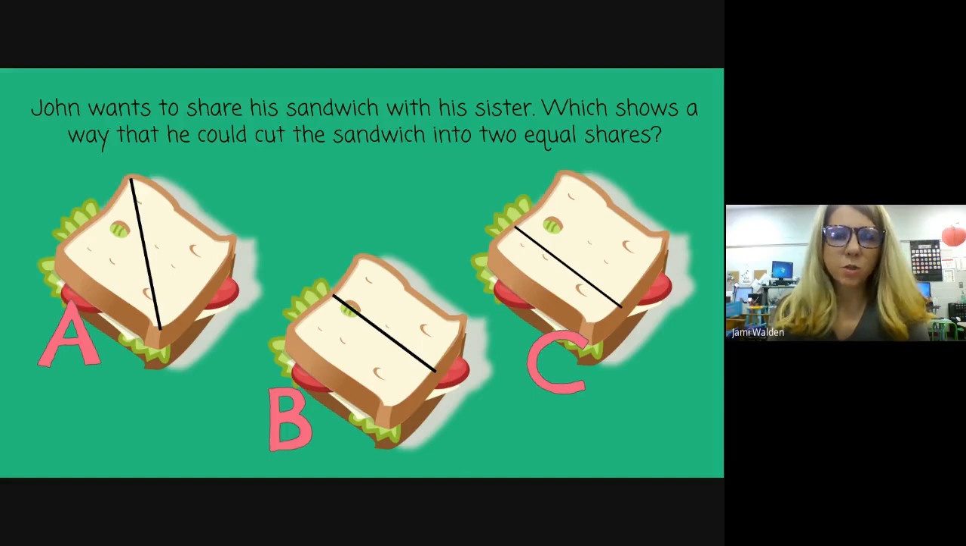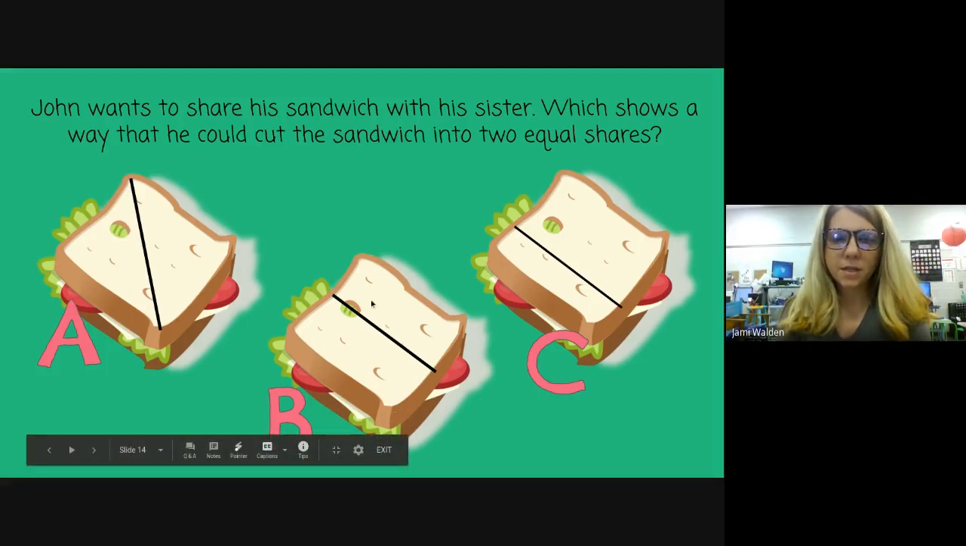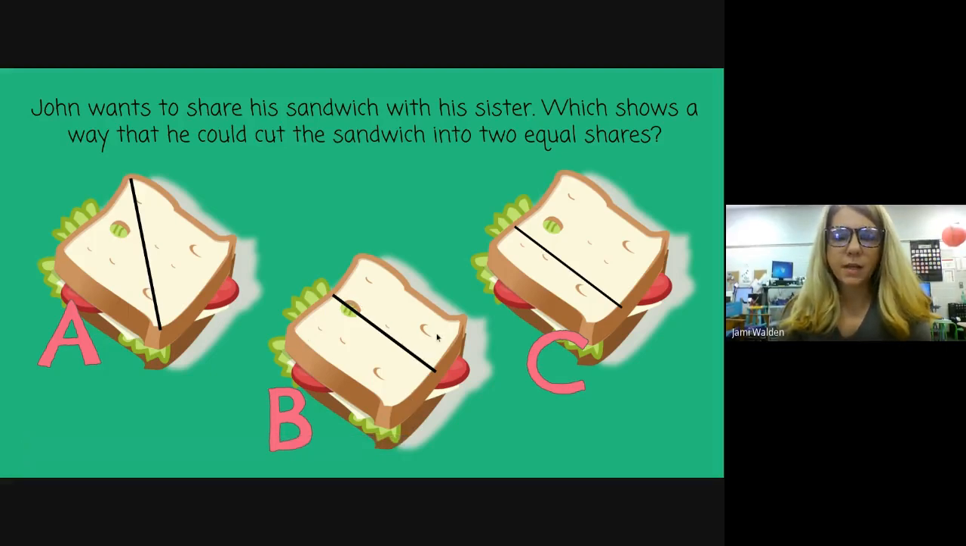What do you think of choice A? That looks like a good choice. We have two parts and they are equal or the same. What about choice B? Yes, choice B would also work. There are two parts and they look about the same. What about choice C? No, choice C would not work. Why not? The parts are not equal. There's one very small piece of the sandwich and one large piece of the sandwich. So choice A or B would work, but not choice C.